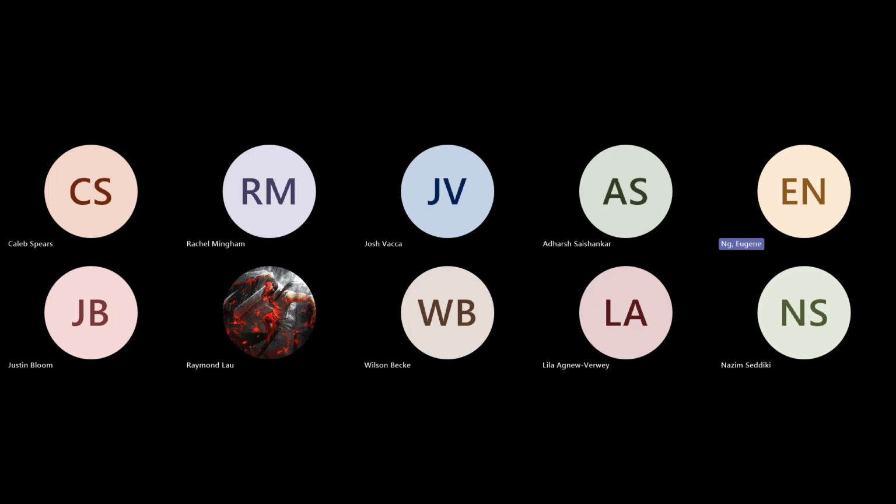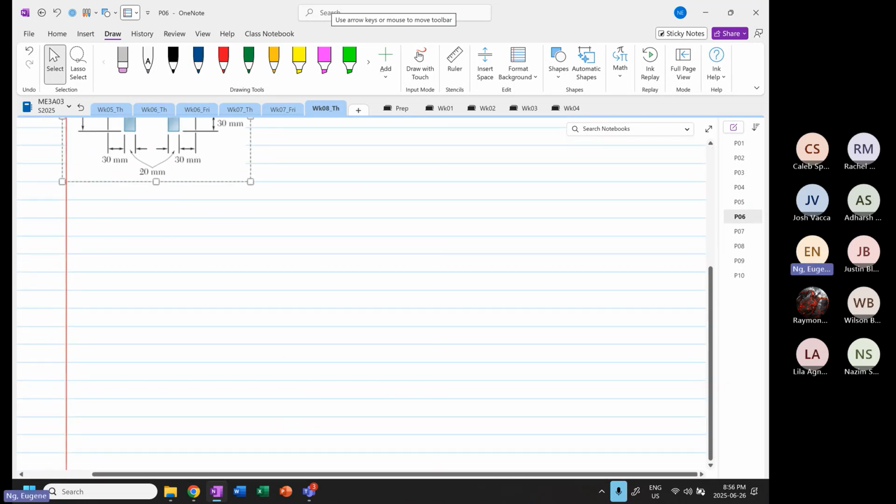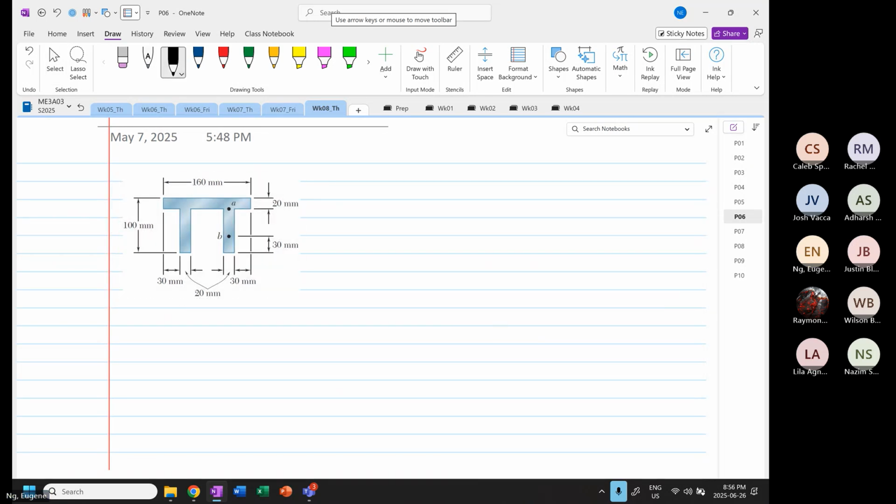We're going to look at the same problem again. Okay, so now what we're going to do is we are going to determine the first, or the QZ of point B. Okay, QZ of point B.